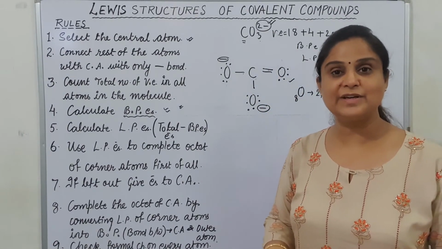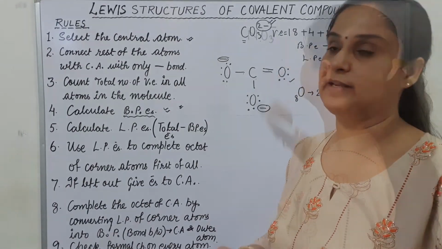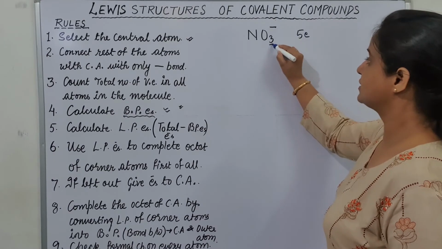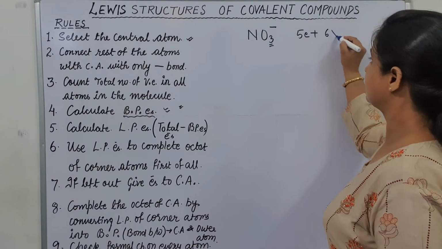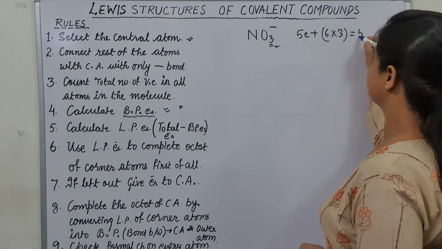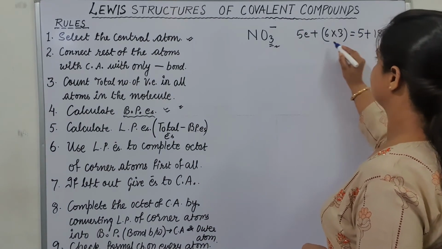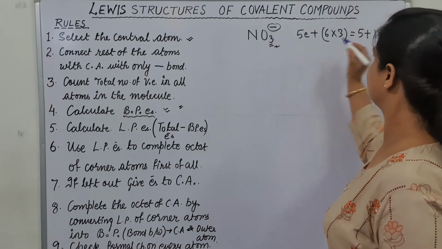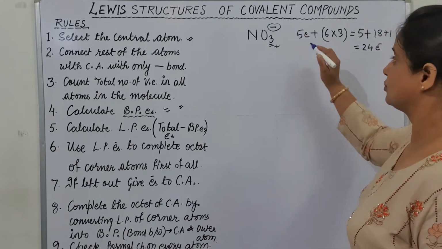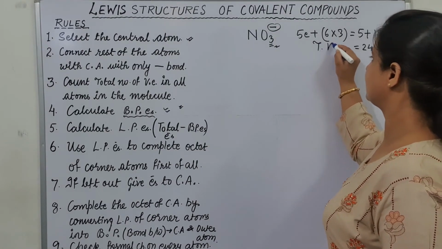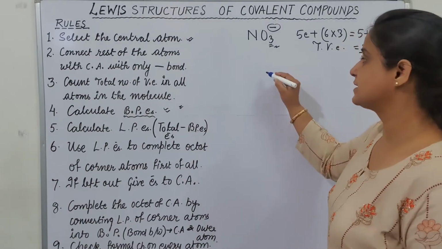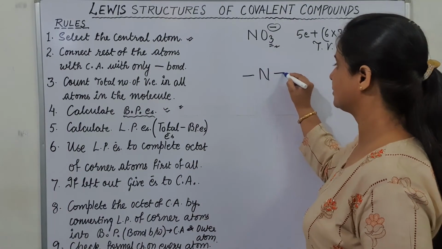Now move to the next one. I am taking now this time nitrate ion. So let's make it: nitrogen, 5 electrons, oxygen, 6 electrons. How many oxygens? 3 oxygen. So this is 5 plus 18 plus 1 electron. So this becomes 24 electrons. So total number of valence electrons are 24, and the nitrogen will be connected the same way. So nitrogen, oxygen, oxygen, oxygen.